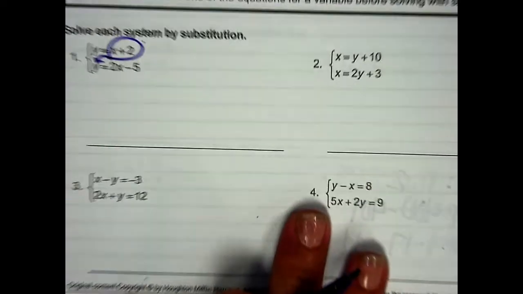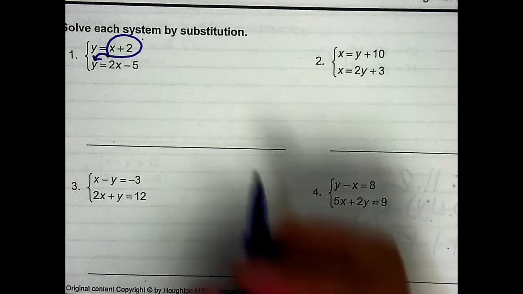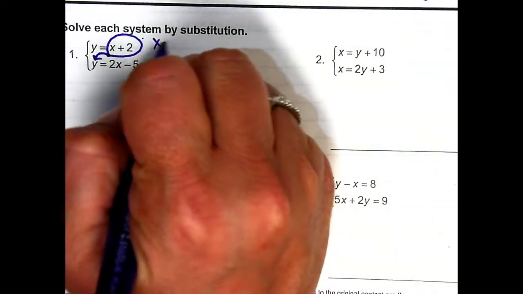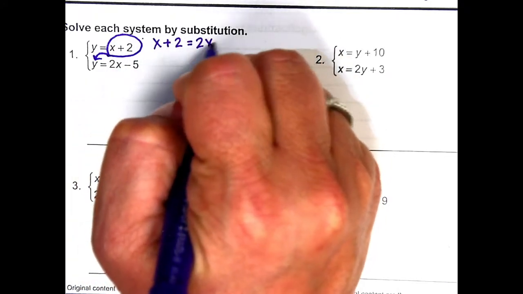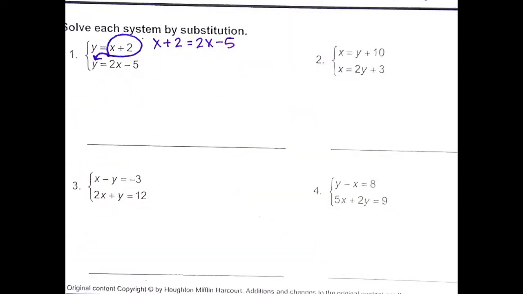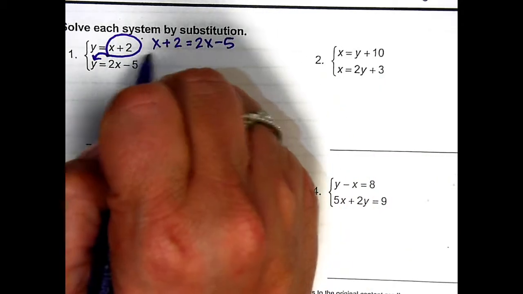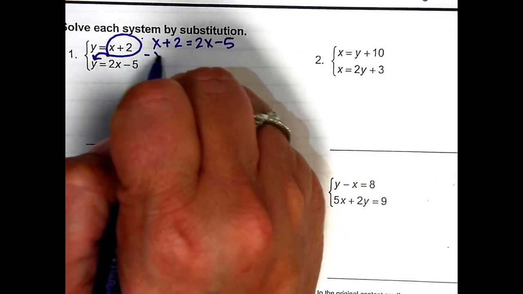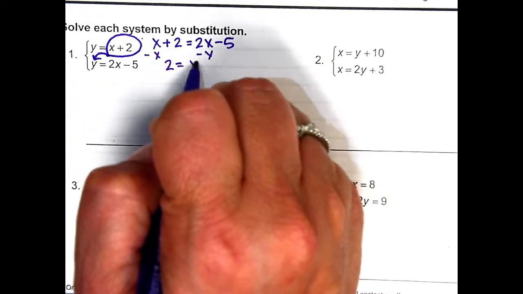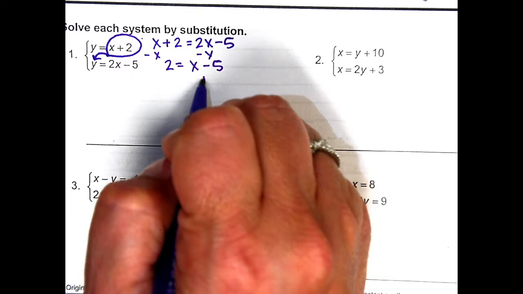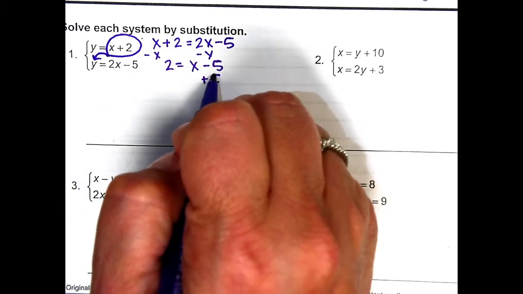Zoom in a little here. Okay. So our new equation will be x plus 2 equals 2x minus 5. From here, we're going to solve it just like a normal equation. So we're going to subtract x from both sides. So I have 2 equals x minus 5. I'm going to add 5.